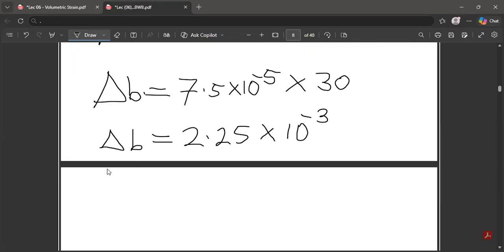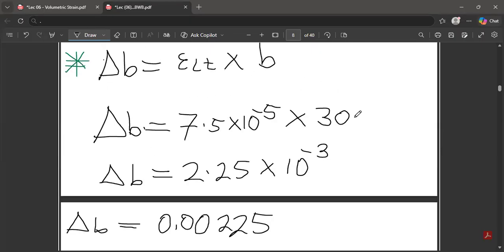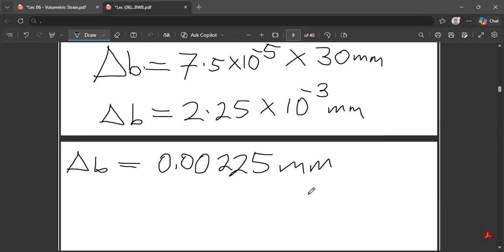Don't get confused. Whatever you are seeing over here can still be expressed in this form. If you see negative 3, it means that 3 zeros came before all these values. So this can be written as well: 0.002 25, as simple as that. So don't get confused at all. Because the breadth was in millimeters, it will affect our answer to also be in millimeters.